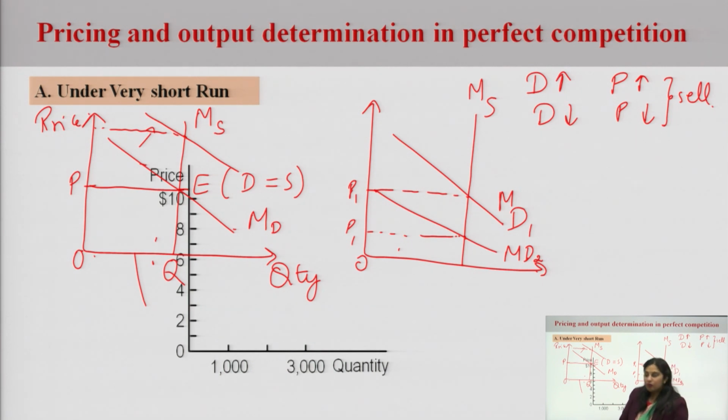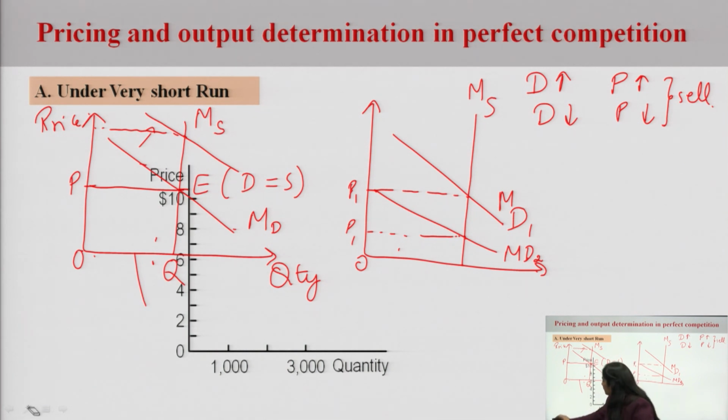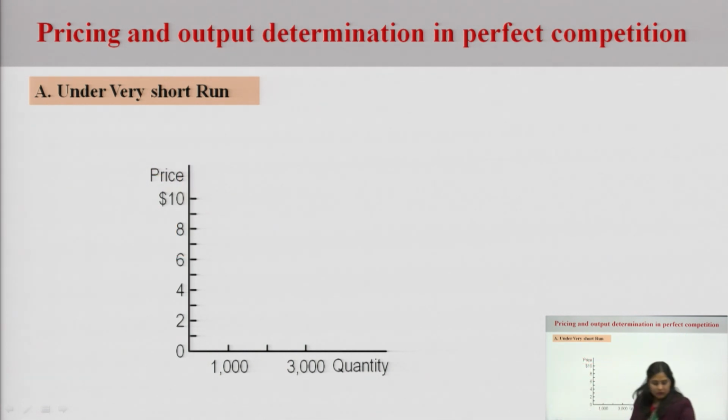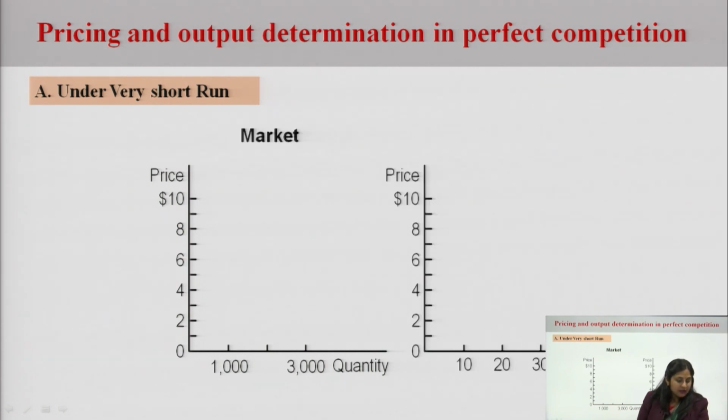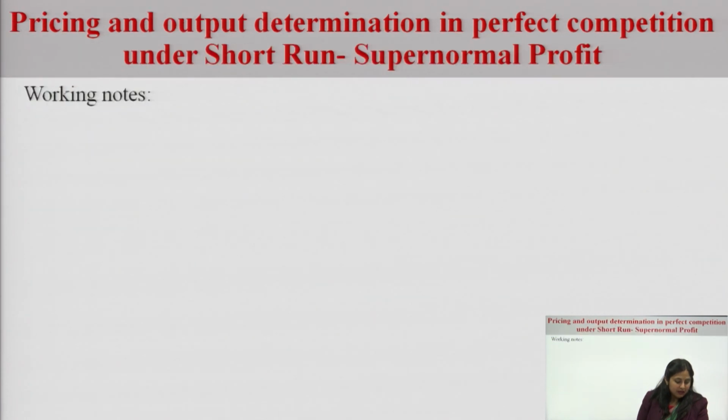So, now moving ahead, we want to see what we have discussed here. We have discussed how the firm is taking the price from the market, by the interaction of market demand and supply, and the price was determined. Now, moving ahead to the short run. Earlier we talked about the very short run, here is the short run.